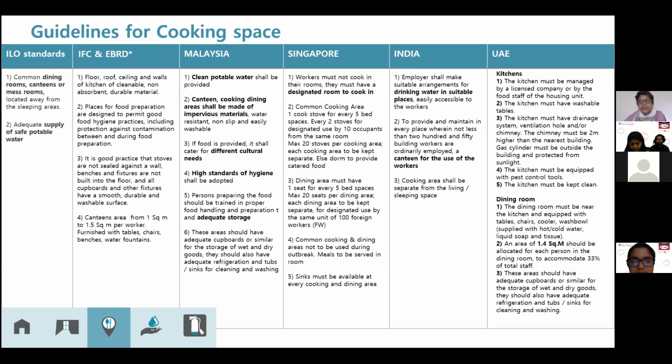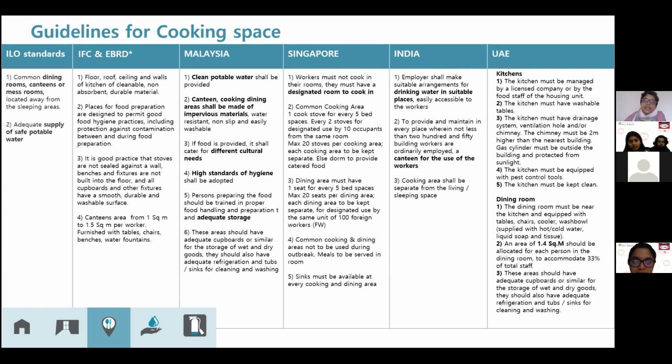I understand that. In UAE, they have mentioned that it should be a centralized kitchen, and the kitchen must be kept clean, with pest control, all this. Many of them have mentioned what materials to use, which we have not included in this presentation. You know, it should be cleanable flooring materials or tiles, walls, and so on. They have mentioned that, all of them.